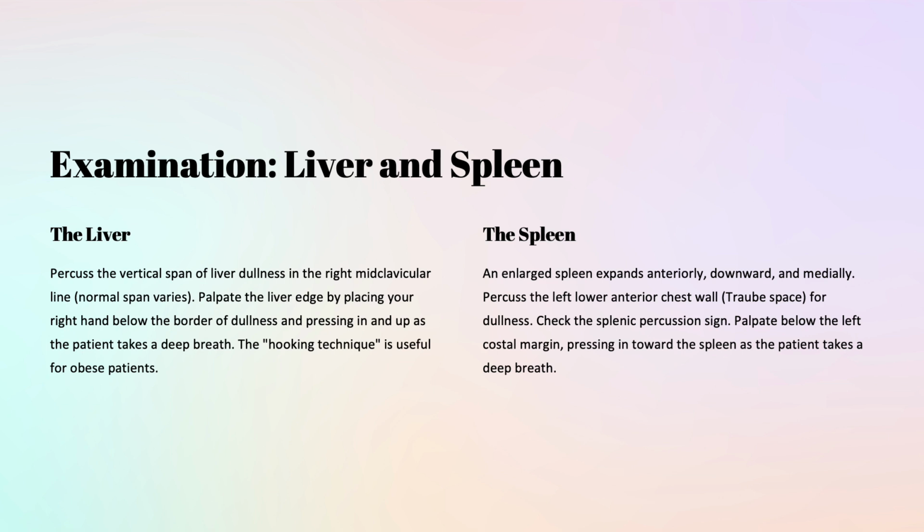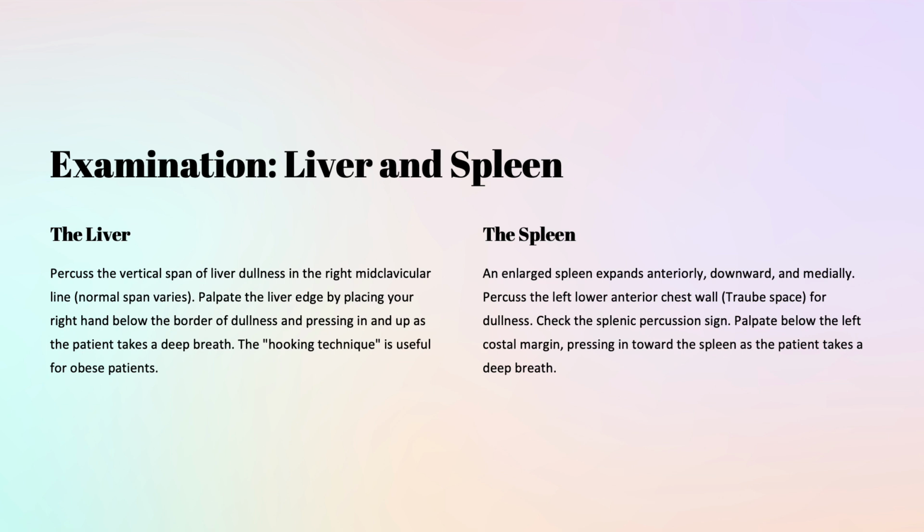Okay, before we end, let's look into the special techniques as well as the organ-specific findings. So, for the organ-specific examination, for example, in the liver, if you're suspecting that the patient has a liver condition such as cirrhosis, you percuss the vertical span of liver dullness in the right midclavicular line. So, the normal span is going to vary depending on the patient. Then you palpate the liver edge by placing your hand right below the border of dullness and pressing it in and up as the patient takes a deep breath.